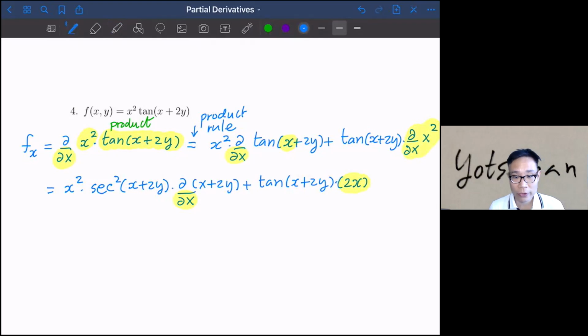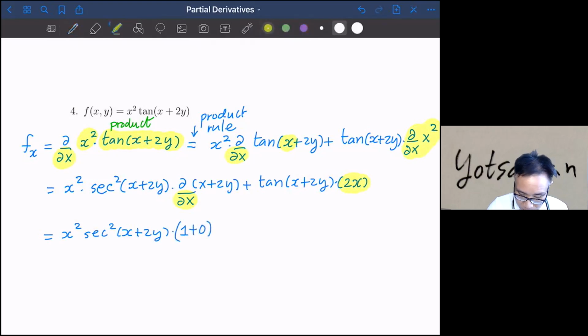So it's going to be this product. It's going to be x squared secant squared of x plus 2y, and the derivative of x plus 2y with respect to x is going to be 1 plus 0. And for the second one, it's going to be tan of x plus 2y multiplied by 2x. So that will be just that.